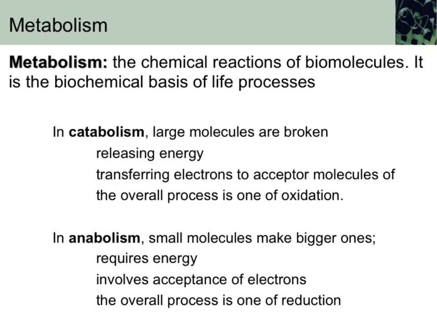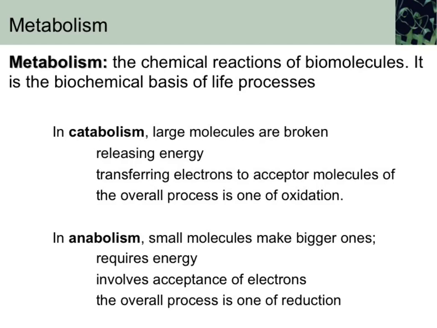So in metabolism, we've got catabolism and anabolism, which we've referred to before. In catabolism, we're taking large molecules and breaking them down. In anabolism, we're taking small molecules and making bigger ones. Each of those processes is going to do different things. In catabolism, because we're breaking it down into smaller things, we get a release of energy. And you're typically looking at the transferring of electrons to acceptor molecules. So you're taking electrons from one source and moving them to another source. The other big one there is that catabolism is looking at oxidation. So catabolism and oxidation need to be tied.